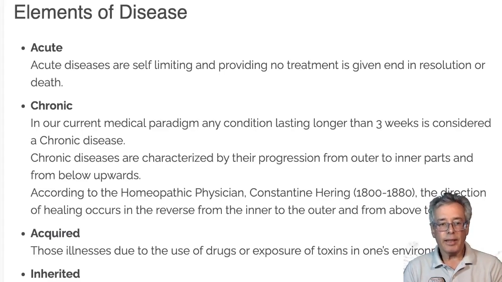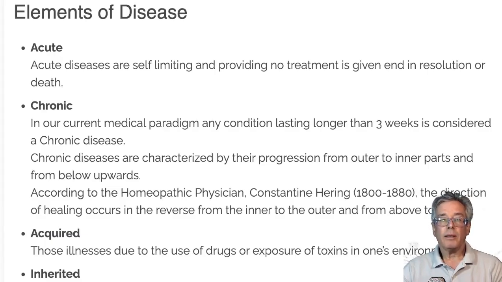But chronic diseases are characterized by their progression, as well as the duration that they last, from outer to inner parts and from below upwards. According to the homeopathic physician Constantine Hering, who lived 1800 to 1880, the direction of healing, when you get better, occurs in the reverse order, from the inner to the outer and from above to below. And that's a phenomenon that is quite true in practice.